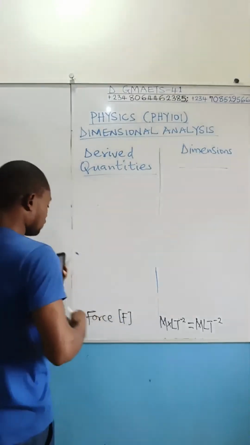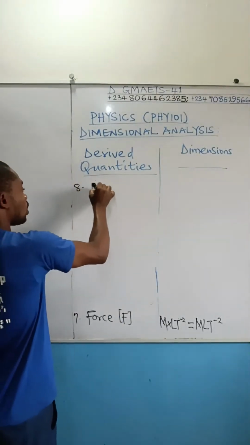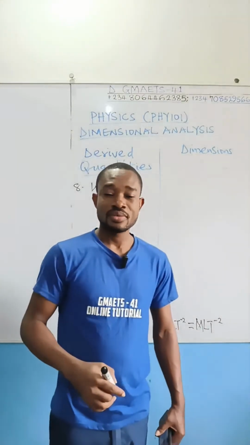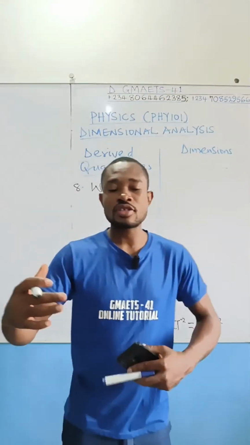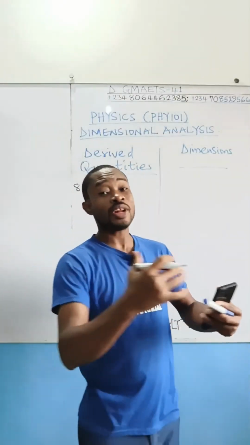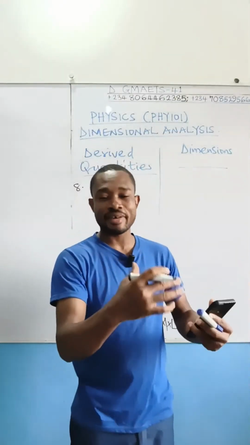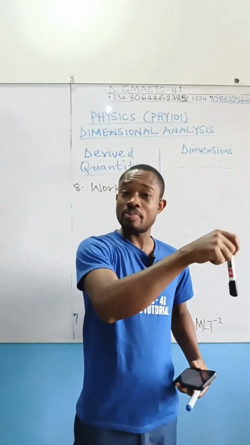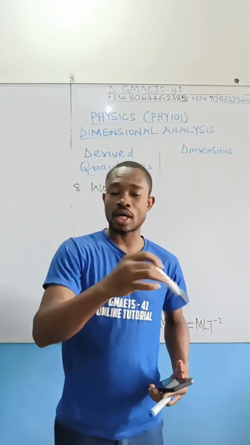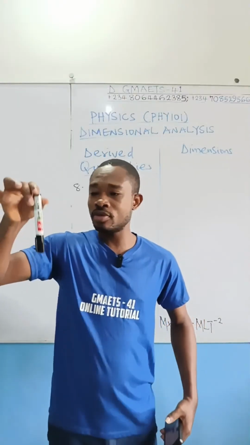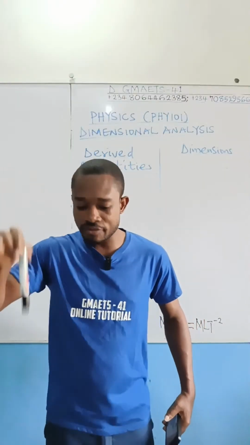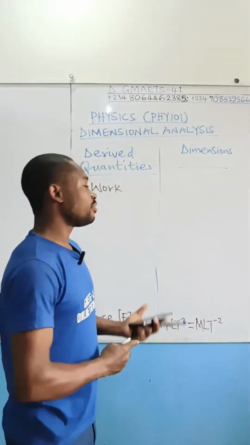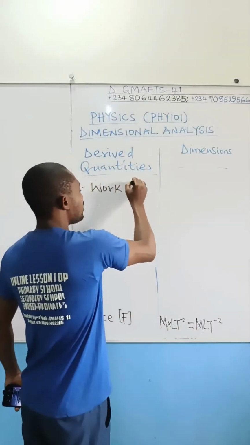Let's move on, please. Number 8, we're talking about work. Work is defined as force times distance, mathematically. It is the product of force and the displacement that the force creates. If you have an object here and you move it from here to here in a particular direction, you have done work. A force is responsible for moving the object from this point to this point. The product of that force and the displacement covered gives you work.